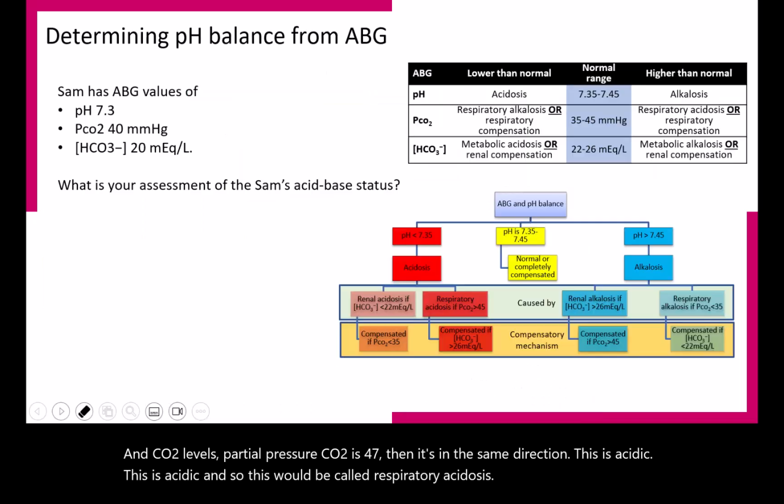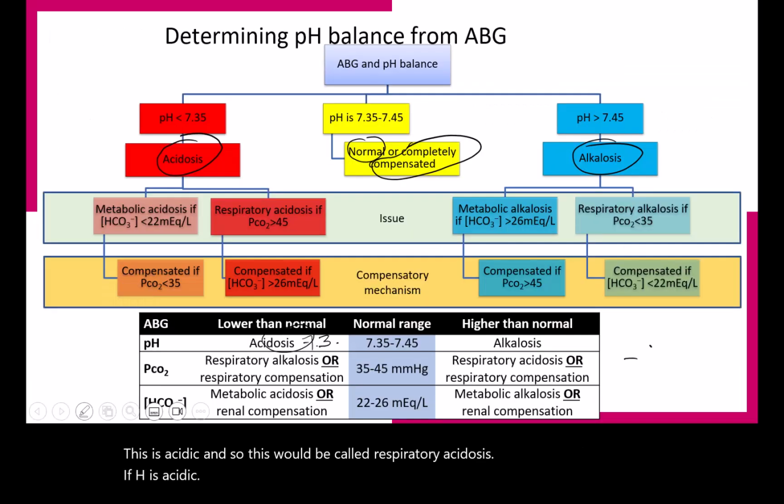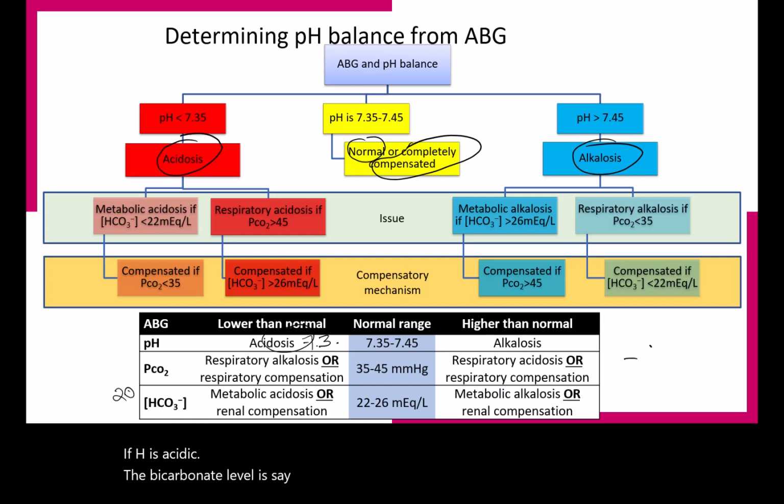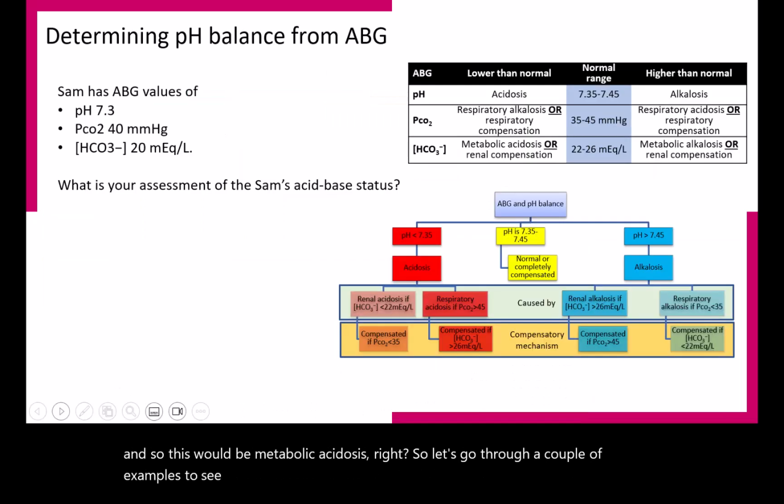If pH is acidic and the bicarbonate level is, say, 20, then that's in the same direction as pH. And so this would be metabolic acidosis, right? So let's go through a couple of examples to see how that works.